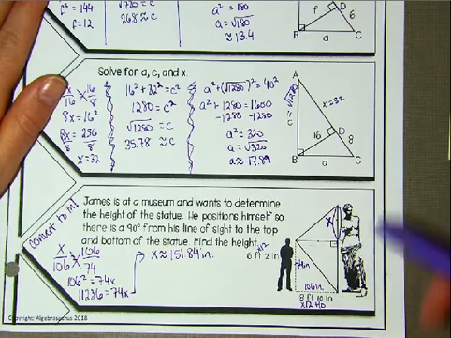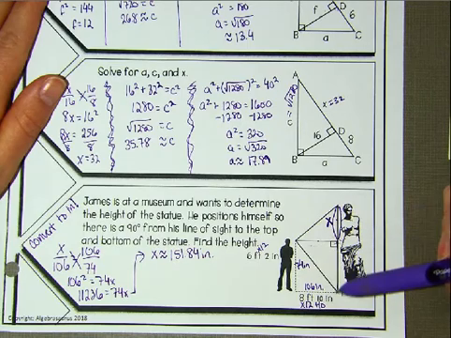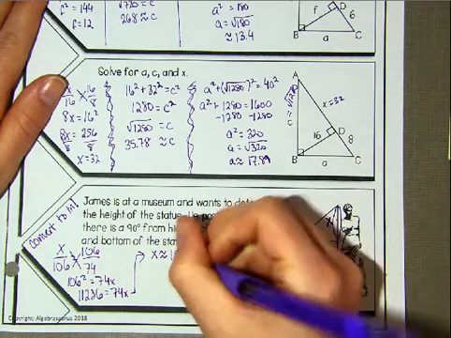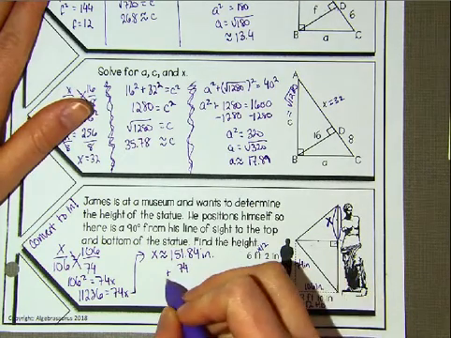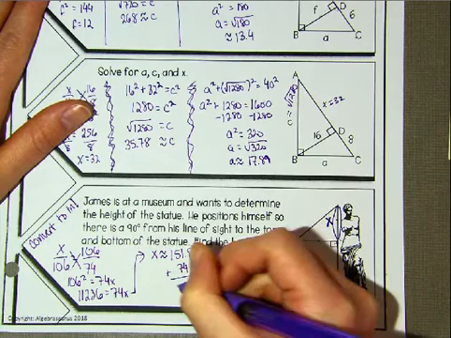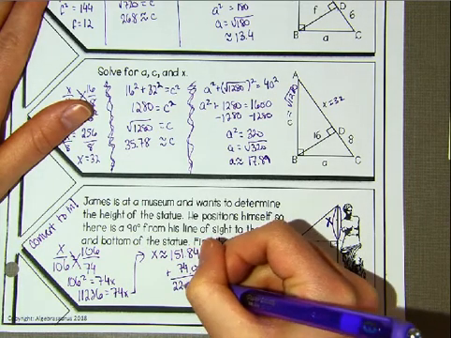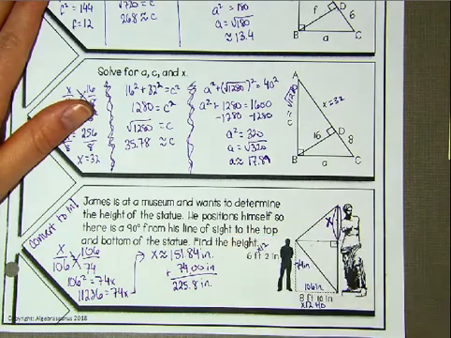And then remember, that just gave us the height of this portion here. So to find the total height of the statue, we have to add in this. So we're going to add 74 inches. That's going to give us 225.8 inches. But that's not really a good measure of how tall the statue is, so let's convert that to feet.